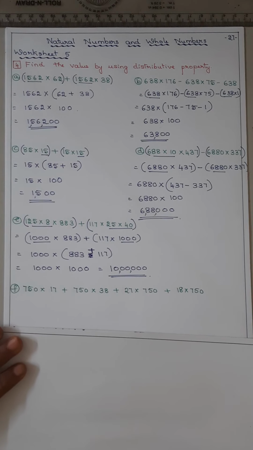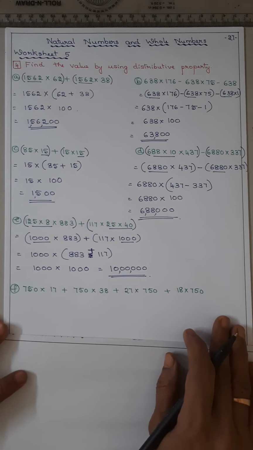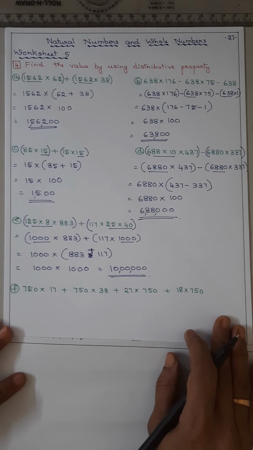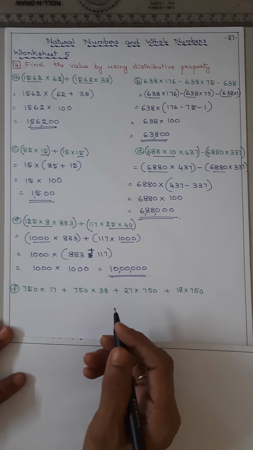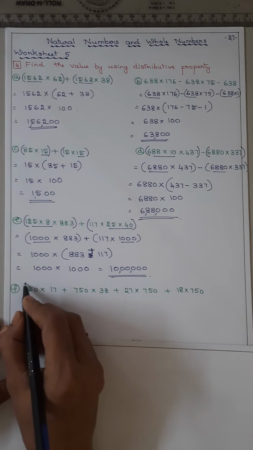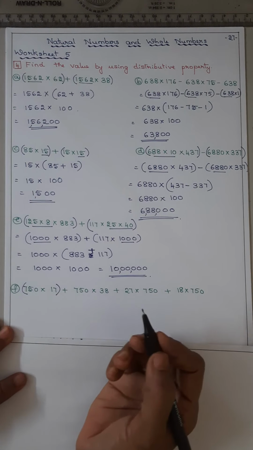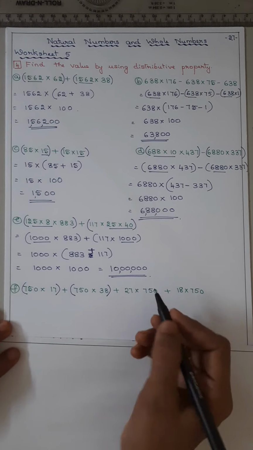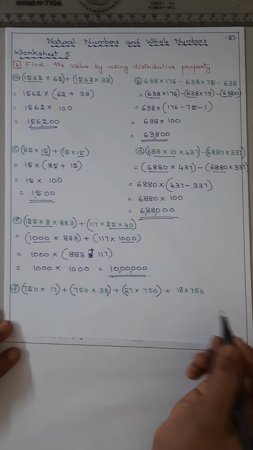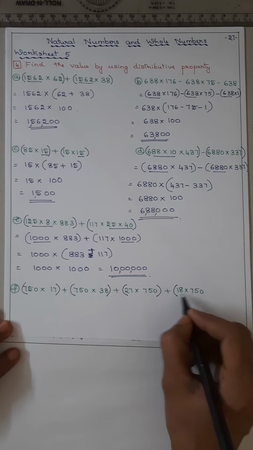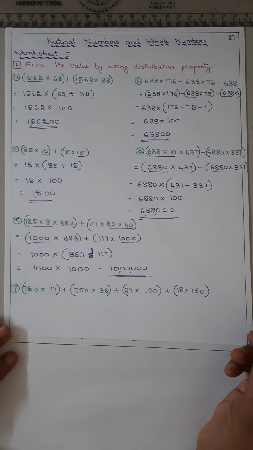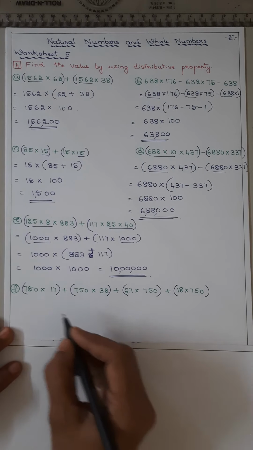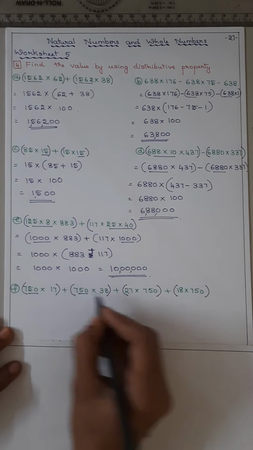This answer is 10 lakh. Now coming to question number F. Put the bracket. 750 into 17 is one group. 750 into 38 is another group. 27 into 750 another group. 18 into 750 another group. Now common is 750, underline.